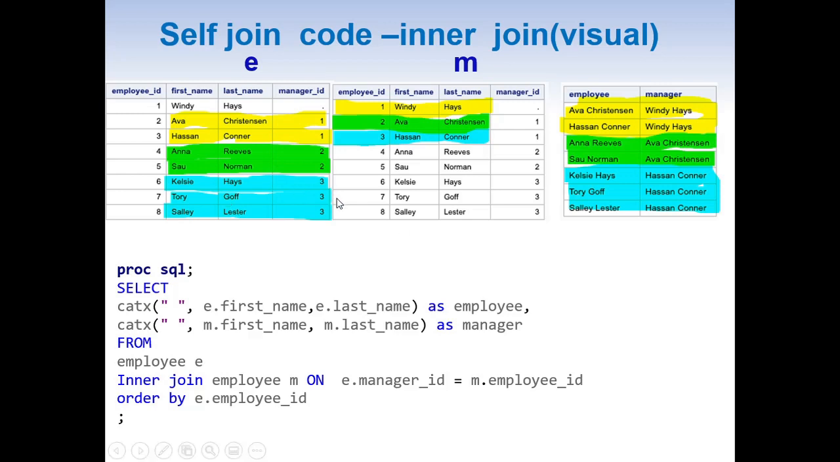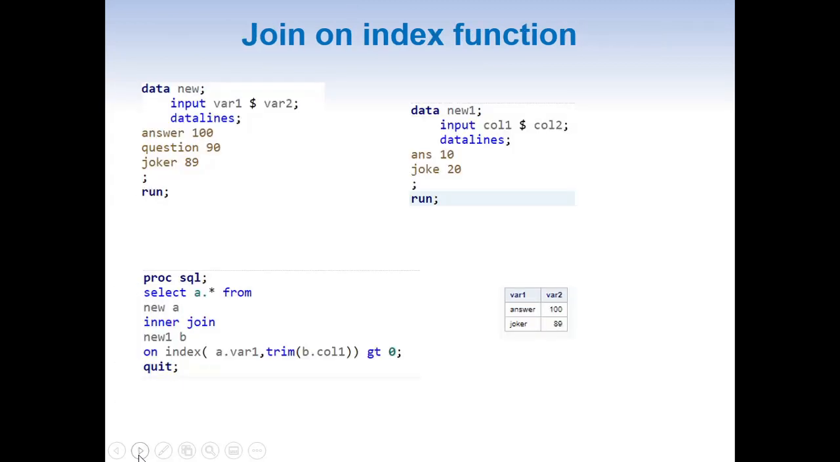What I wanted to tell you here is that instead of having two different tables, we have used the same table twice. That's what self join is all about. And this inner join is no different than joining two different tables. Self join is just a special case and is a little different. And now let's look into the join on index function.